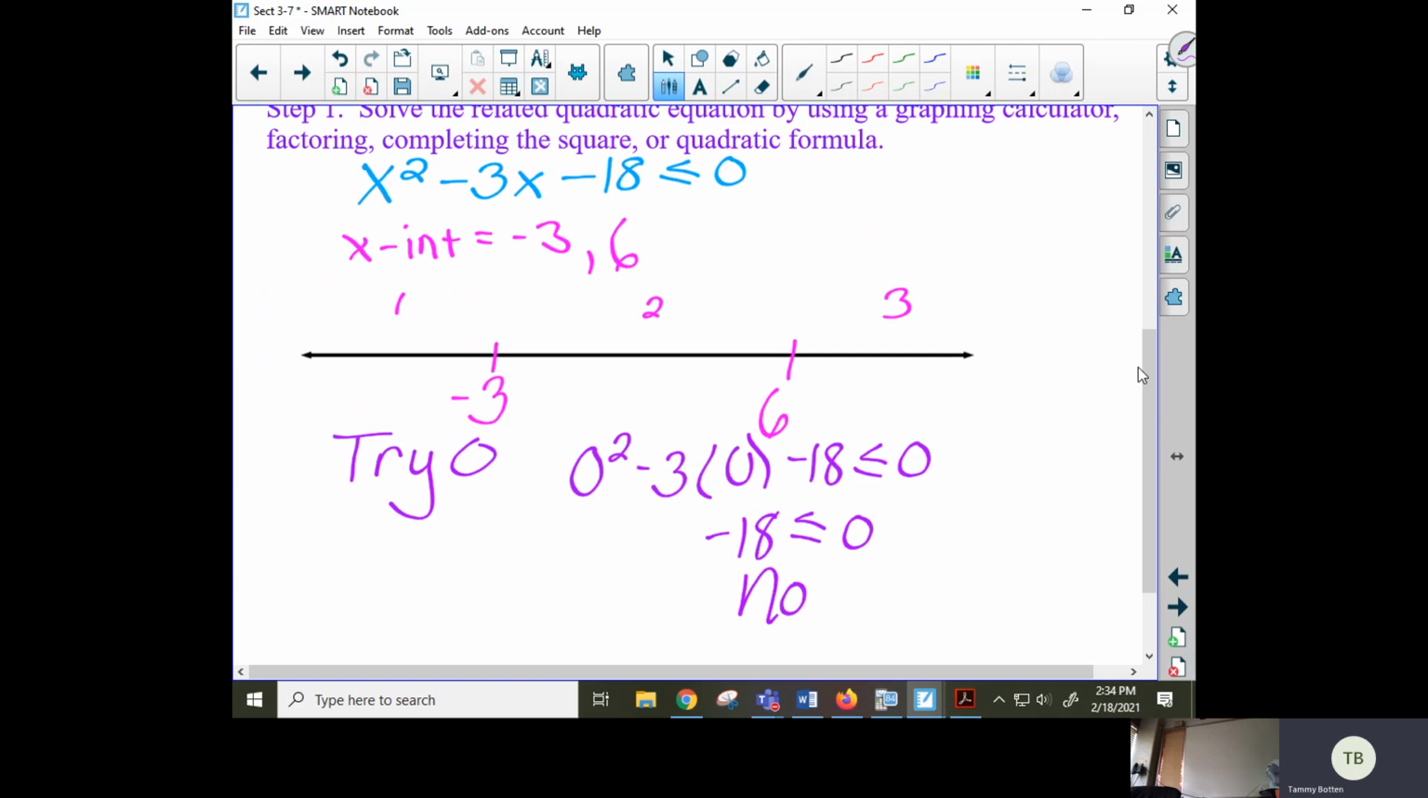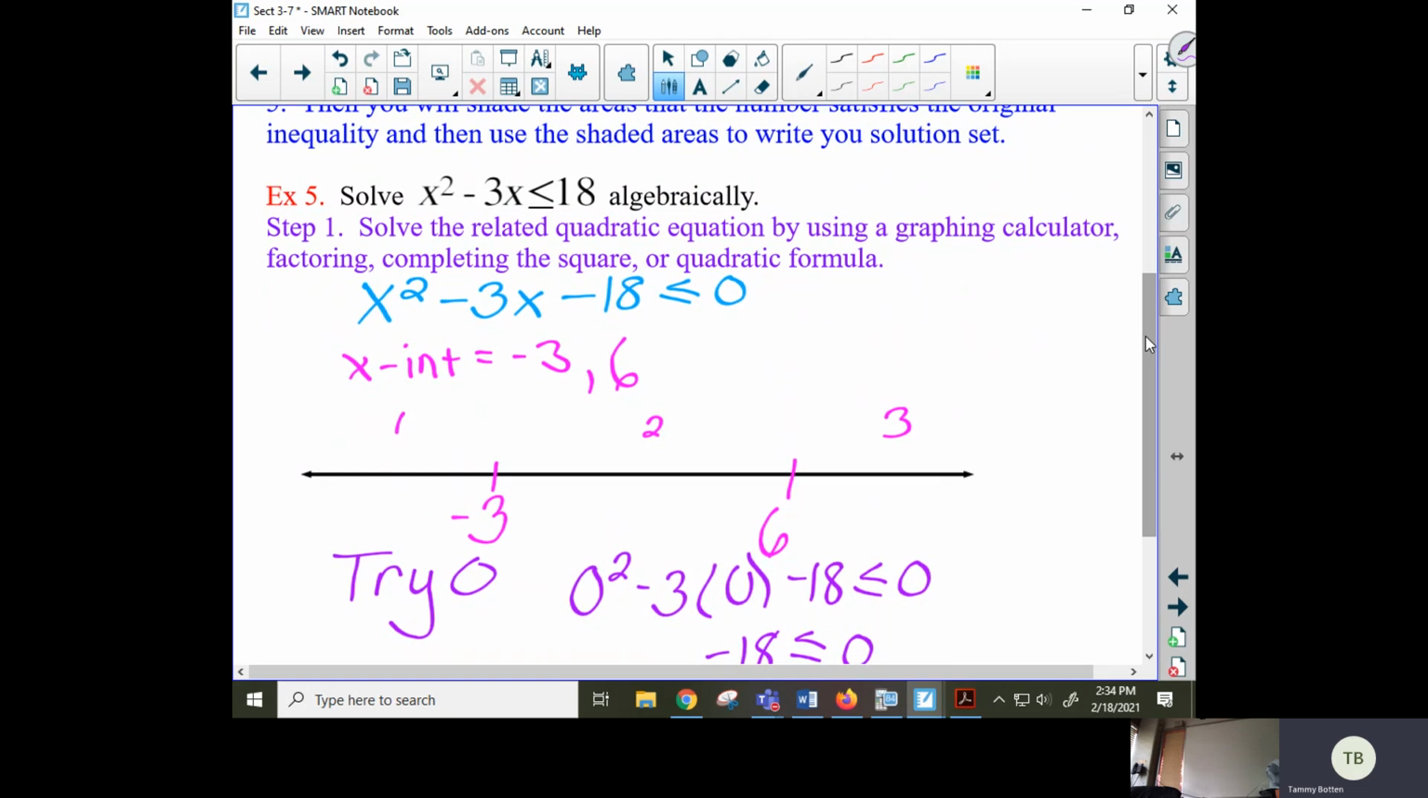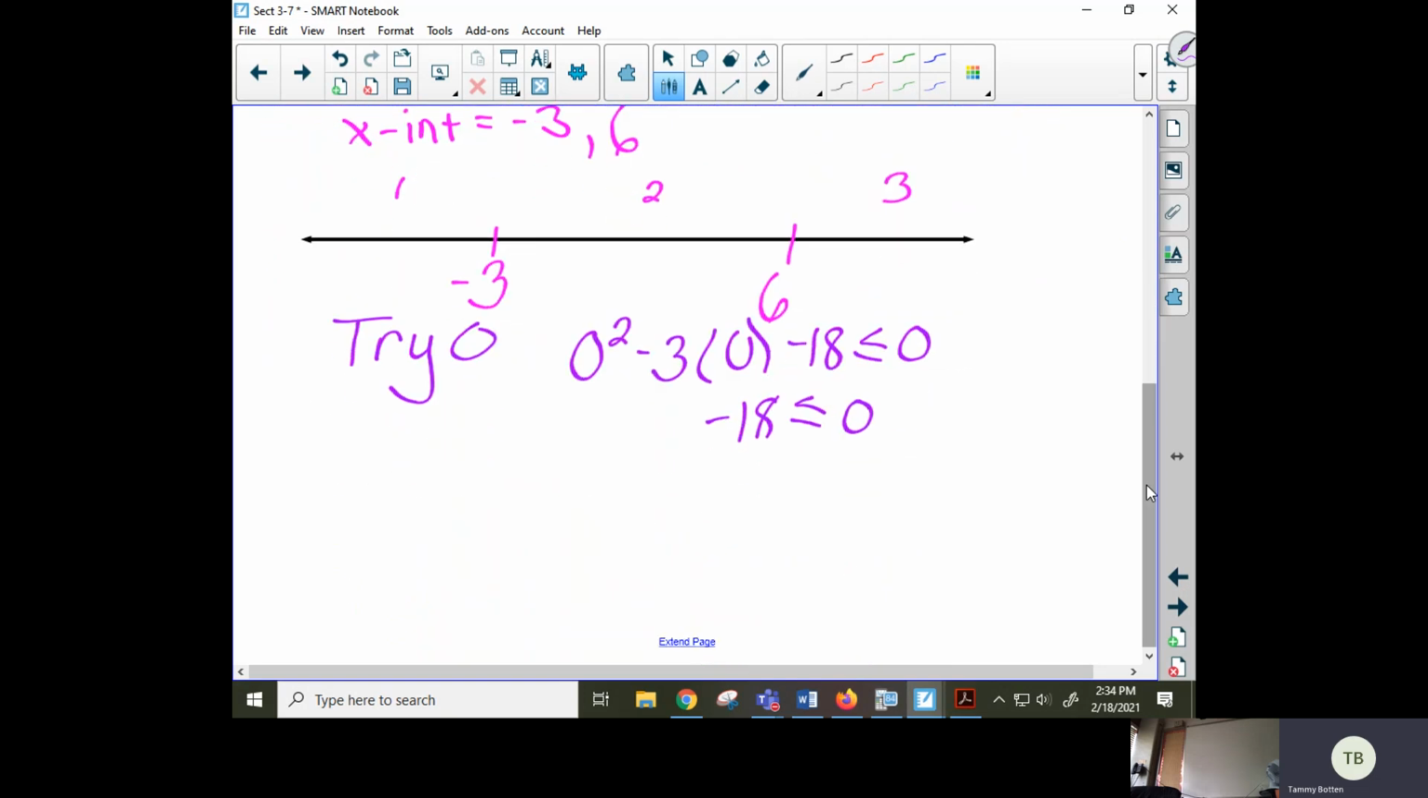Would you use that equation or the original equation? You could do either one. Yes, good question. So is -18 less than 0? Yeah. Did I say no? I might have said no. Okay, so that one works, right? So do you guys get that it's going to be shaded here?